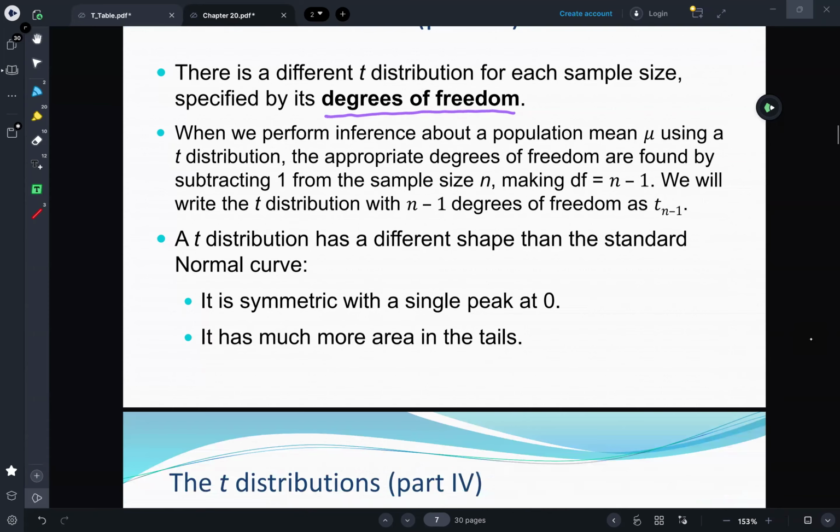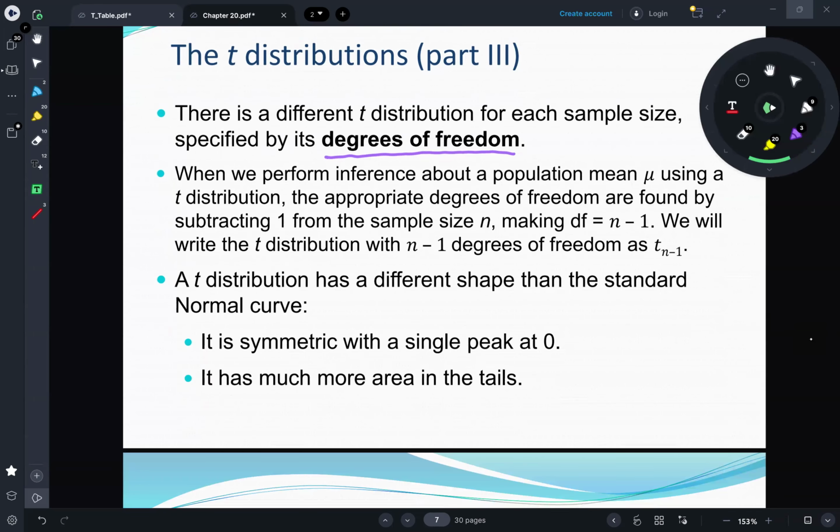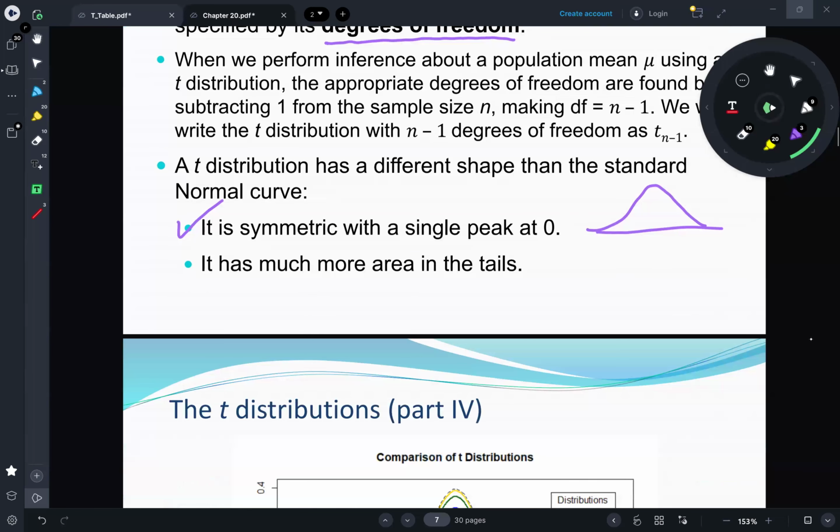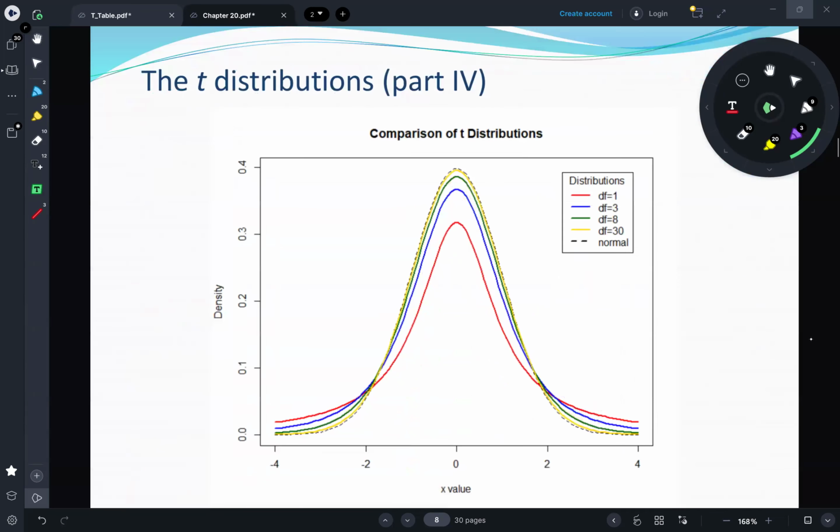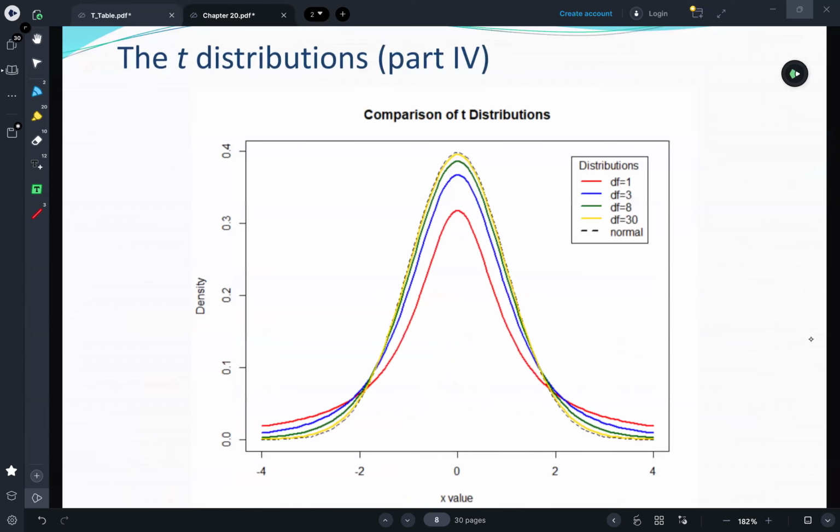So what does the T look like? Okay, I mentioned that it is related to the normal distribution. It is symmetric with a single peak, like that. But it has much more area in the tails. It still sums to 1, but it's been tweaked a little bit. So if we compare it, I'm just going to increase this so we can see. If you look at the black curve that's dashed, that is our regular normal distribution, the Z.